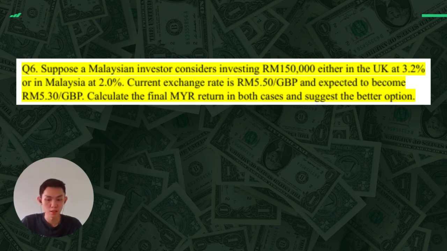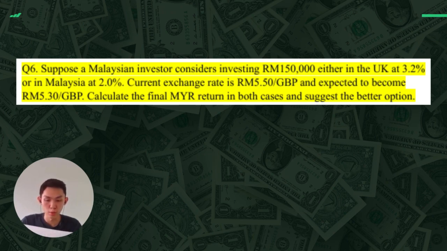So in question six, the question asks us to calculate the final ringgit Malaysia return in both cases and then suggest the better option. If we invest in the UK, we have to convert the RM to pounds. So 150,000 divided by 5.5, we get 27,272.73 in pound sterling. Then we multiply by the interest rate, which is 3.2% in the UK.